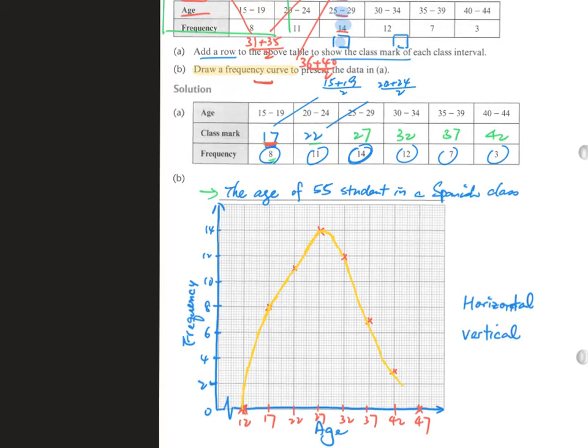So generally, the curve will be like this. So this is the difference between curves. This is called a frequency curve. And then you can compare with the frequency polygon in the previous example.